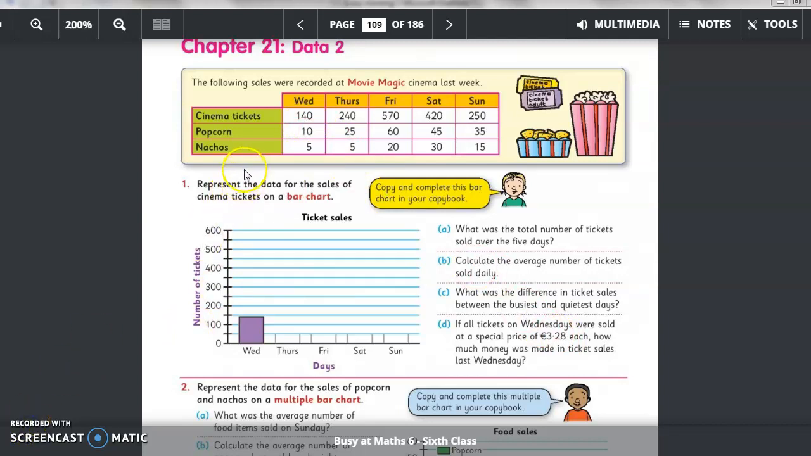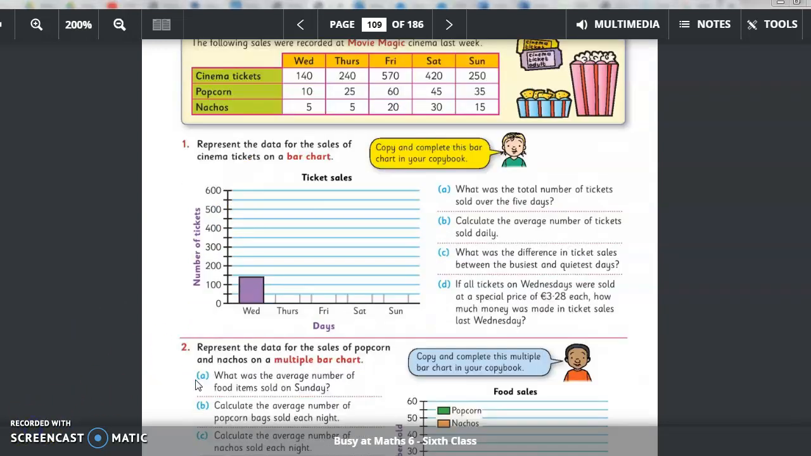For question 2, you'll be using the data up here. Question 2a, what was the average number of food items sold on Sunday? Well, you sold 35 popcorn plus 15 nachos. Add those together and divide by 2 because you have popcorn and nachos, that's 2 items. 2b, calculate the average number of popcorn bags sold each night. To find your average, you add up all your popcorn bags, so that's 10 plus 25 plus 60 plus 45 plus 35 sold each night, so you divide by your number of nights, so your answer here divided by 5.